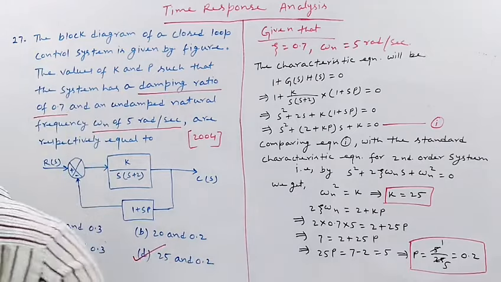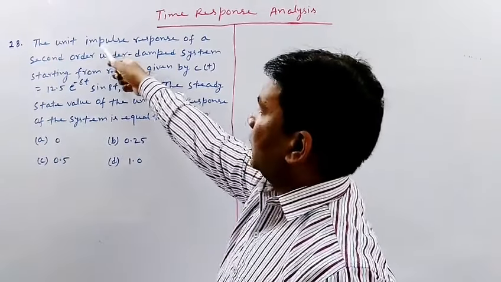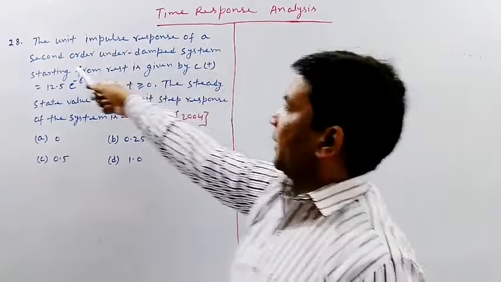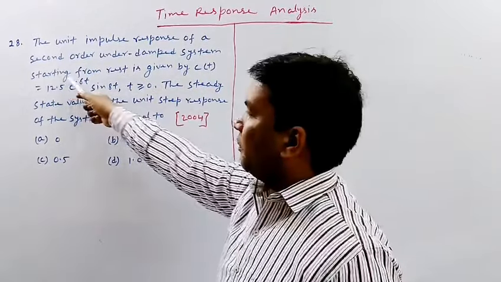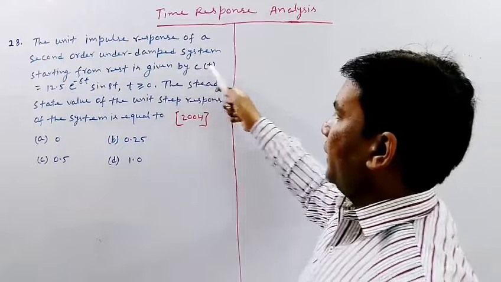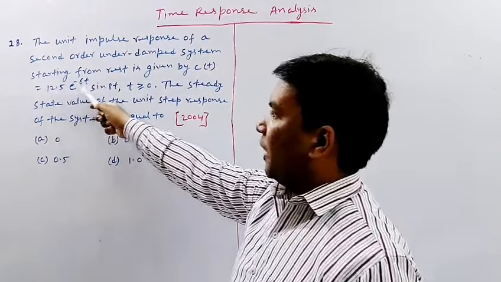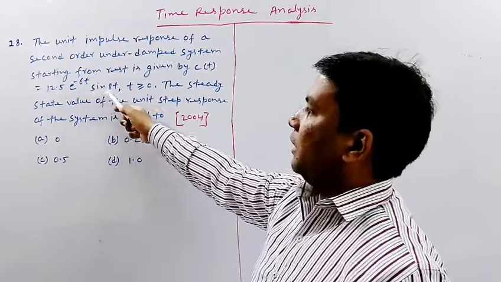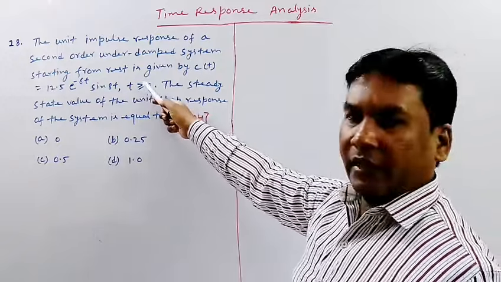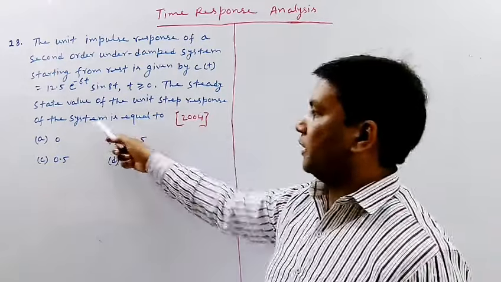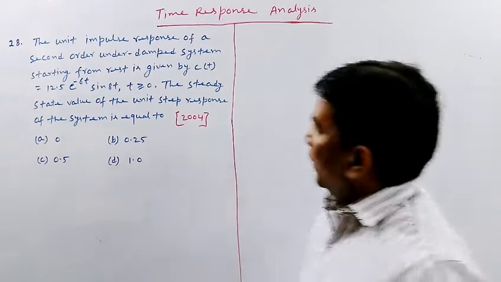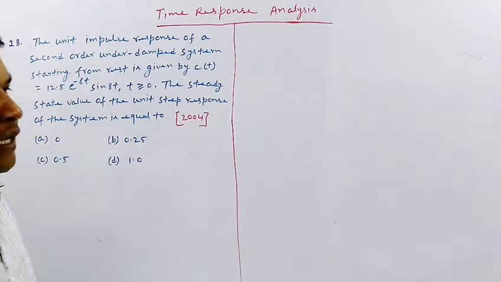25 and 0.2. Question: the unit impulse response of a second order under damped system, starting from rest, is given by c(t) equal to 12.5 e to the power minus 6t sin 8t for t greater than or equal to 0. The steady state value of the unit step response of the system is equal to. So the unit impulse response is given and the steady state value is asked.